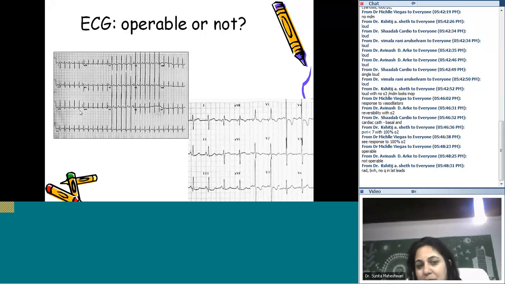And no, you won't be sure. From the ECG, all you can say is he has got RV. Obviously, his RV is under high pressure, but he's still got some evidence of biventricular. So he could still be operable.